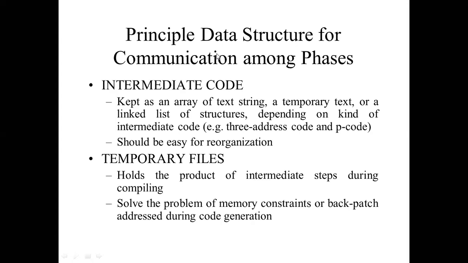Temporary files hold the products of intermediate steps. Temporary files are nothing but a place to store the different steps of the intermediate code during compilation. These are the intermediate steps which will be developed and can be stored in the temporary file. This solves the problem of memory constraints or back patching addresses during code generation. So we can store the different data in the temporary files.